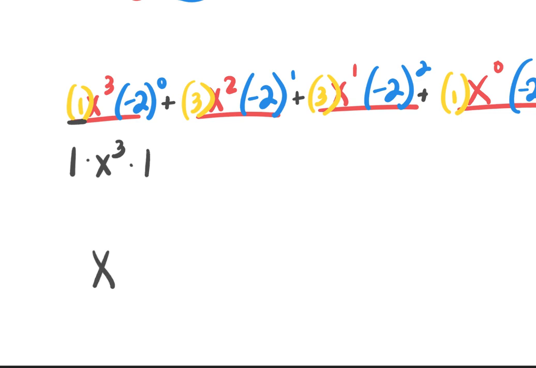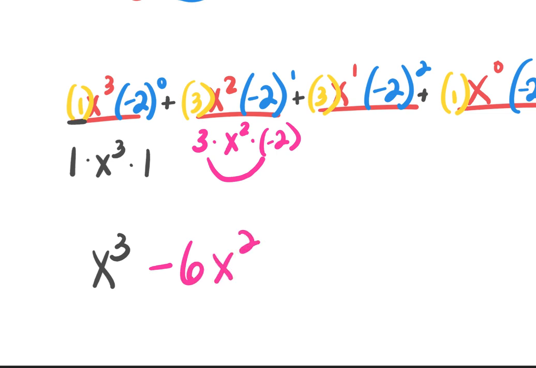1. So my first term is x to the third. Then I do my next term, 3 times x squared times negative 2 to the first, so negative 2. And then you multiply your constants out. So this would be negative 6x squared.